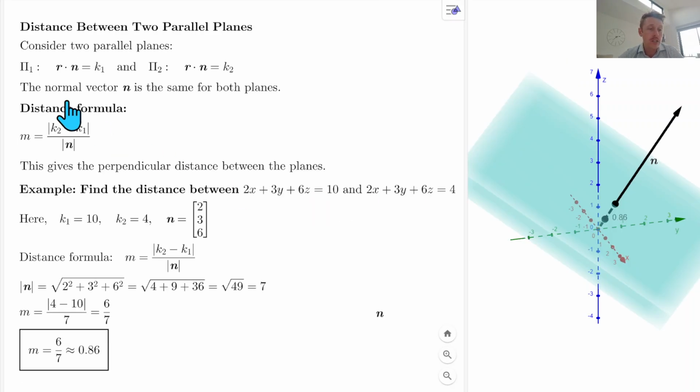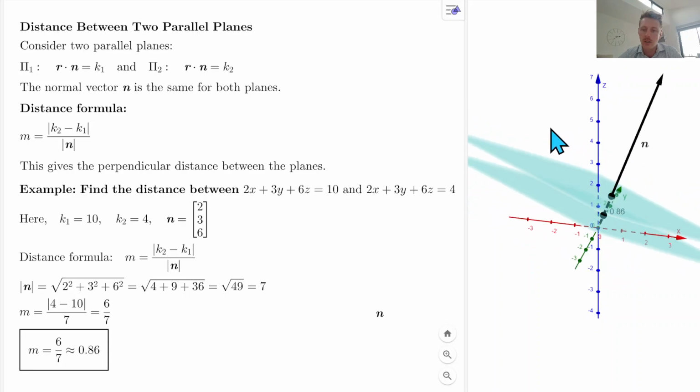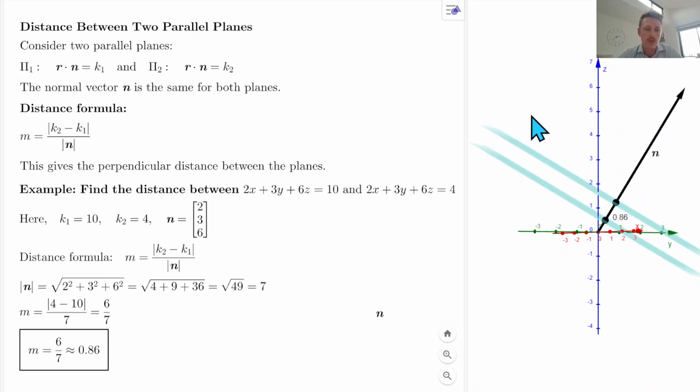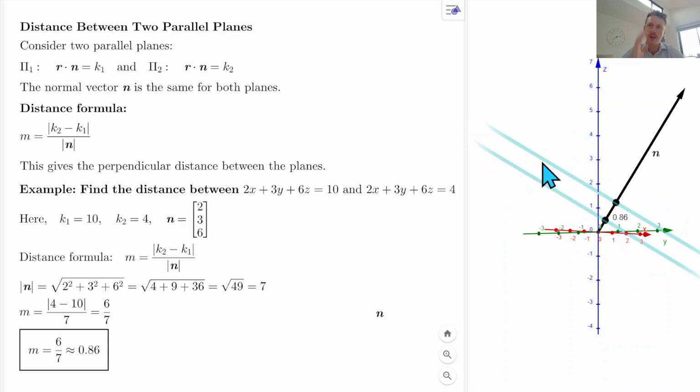All right, so the next thing we'll look at is the distance between two parallel planes. In that situation, it's what we've got going on over here. These two planes are parallel to one another. We'll look at the general theory here. Imagine you've got some plane pi1, which is r dot n equals k1, and plane 2 is r dot n equals k2. The normal vector n is the same for both planes. Remember, if the planes are parallel, then they're oriented in space the same way. So this vector n is going to be the same for both planes.